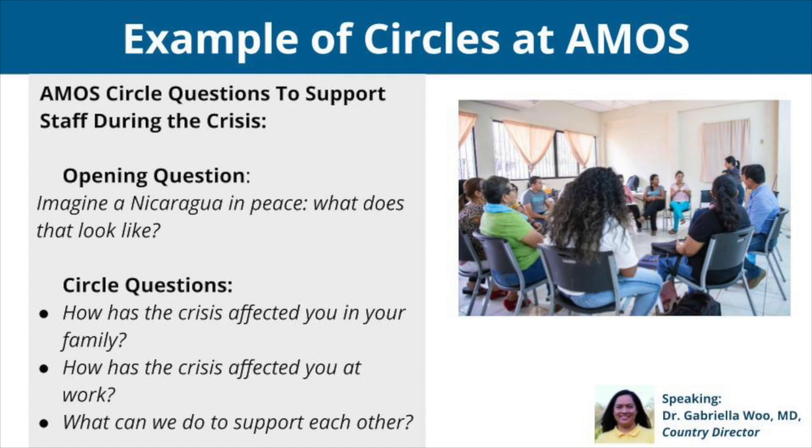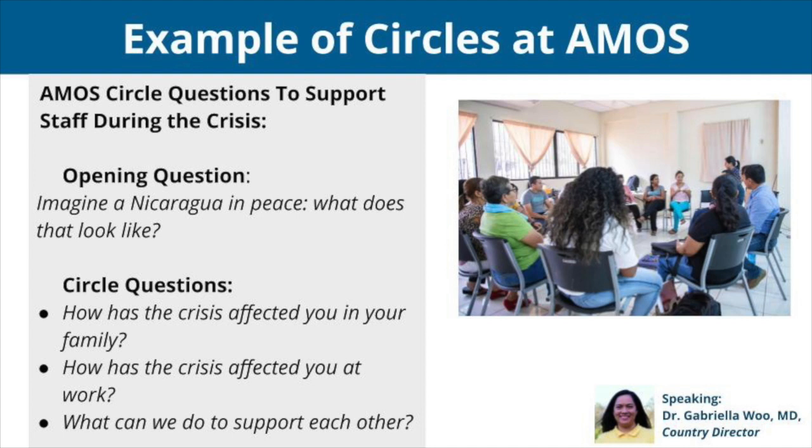So you can see here some examples of questions that we used during that time, like: how has the crisis affected you and your family? How has the crisis affected you at work? And what can we do to support each other? Because we knew that we didn't have the solution to the problem, because it was a big social political problem. But the idea is that people can think, how is this affecting me and my family? Because sometimes you don't have the time to reflect on that. And maybe you don't think it's affecting your family, but it is. So you have to think about that.